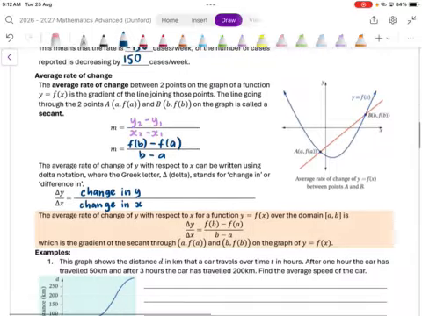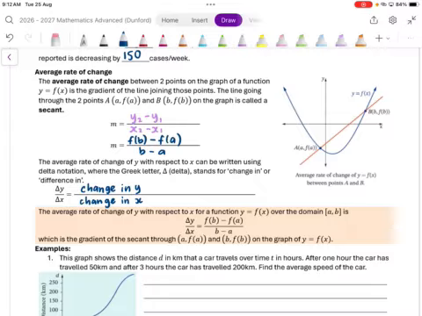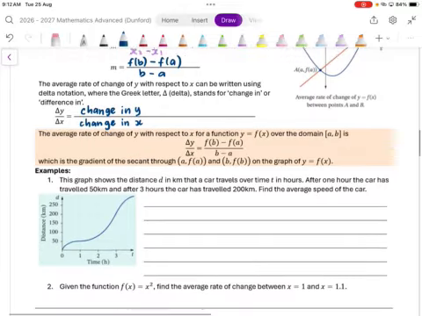So the average rate of change of y with respect to x for a function y equals f(x) over a domain of a to b is delta y over delta x equals f of b minus f of a over b minus a, okay, which is the gradient of the secant. Pretty much all you need to remember is that we're using our gradient formula. If you use y2 minus y1 over x2 minus x1, that's perfectly fine. If you would like to use this new notation, you can also do so.